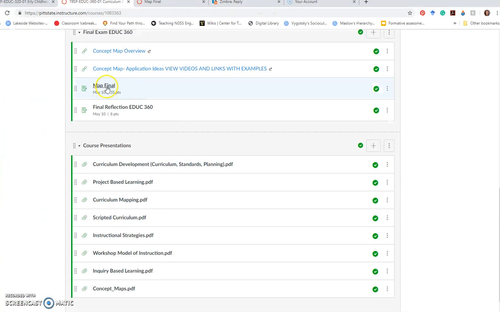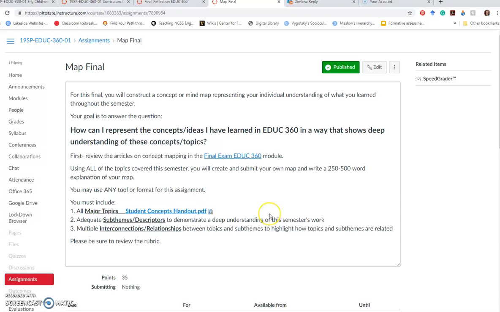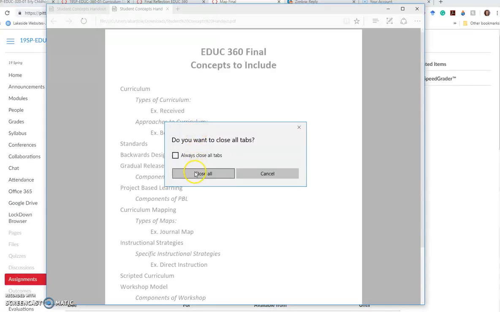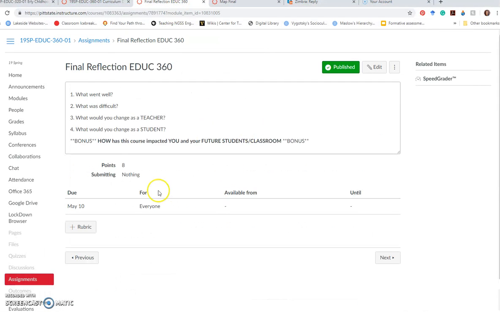Now if we go and look at the assignment itself, I just want to show you that so you've seen it. It's listed as map final, and there's our final reflection. I've actually already pulled up the map final. I'll go ahead and pull up the reflection too. The final is here, same information that was included on the slide. And then you see that the handout is also here. So that was the concept handout that I just showed you. It's right here for you to pull up if you need it. So there it is again. And then the final reflection is right here. And it's just 4 questions. There's a little bonus question there, and I'll let you read that and figure that out. That's not due until 11:59 on Friday, May 10th.